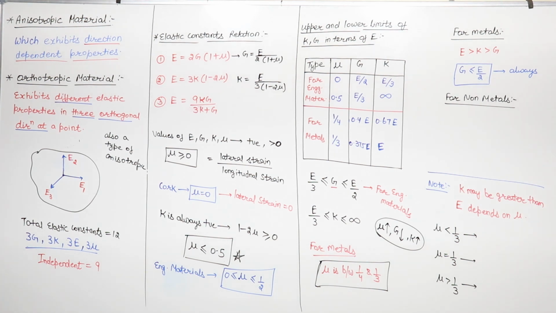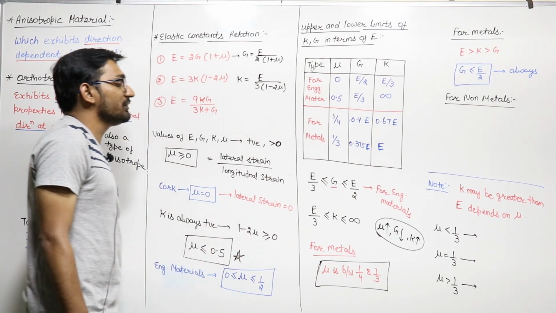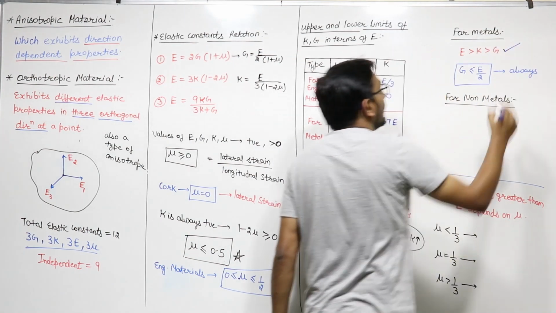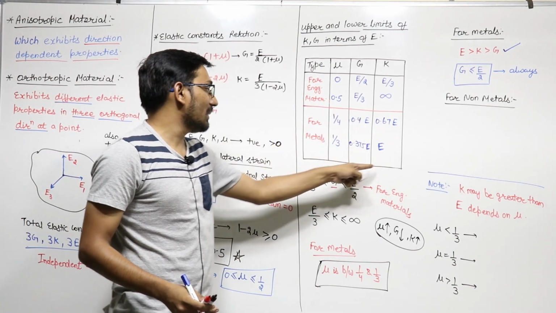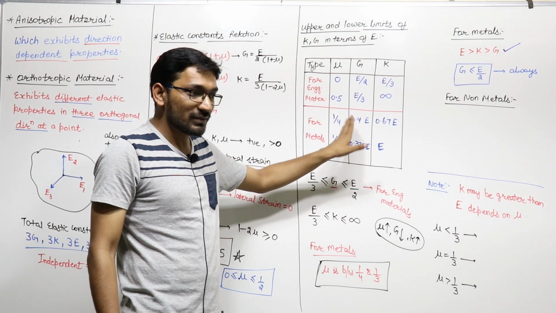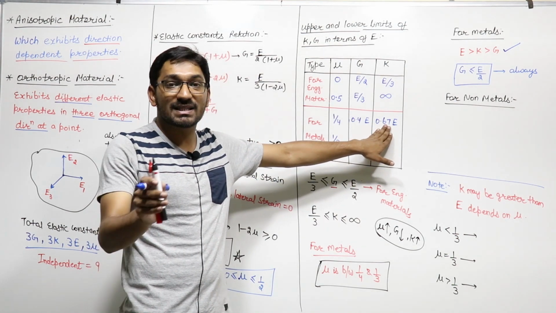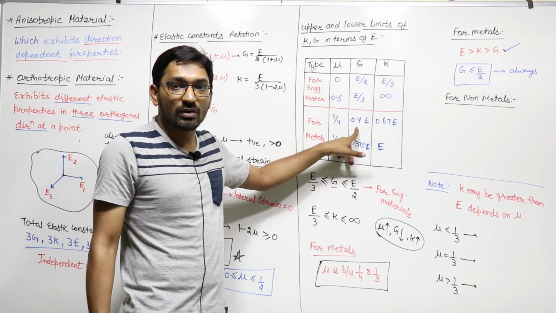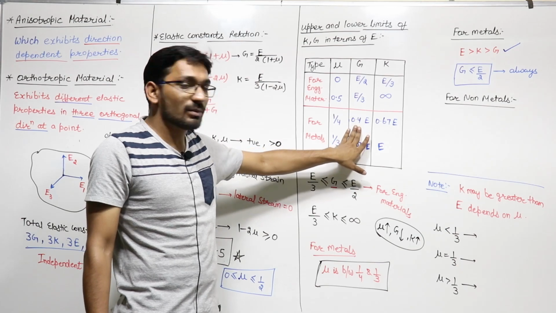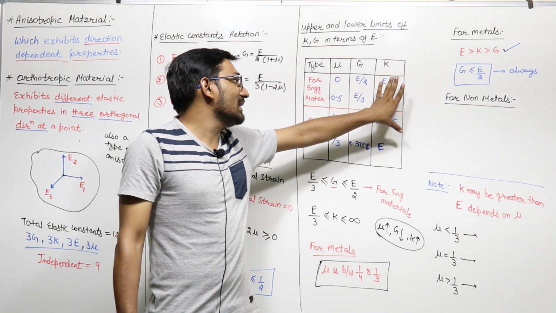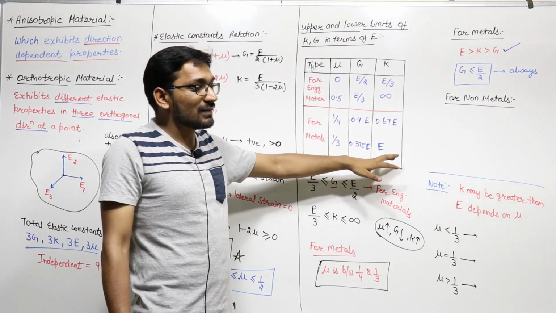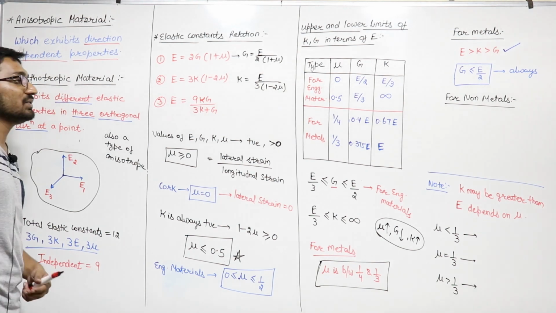Right? So this is the relationship, the upper and lower limit of G and K. So we can say that for all metals, the value of Young's modulus is greater than K, and K is greater than G. You can see here the lower value of K is 0.67 E, but the higher value of G is 0.4 E. So we can say that in any case, K is greater than G and E is greater than K, because the upper limit of K is E. So in any case, E will be greater than K and greater than G.